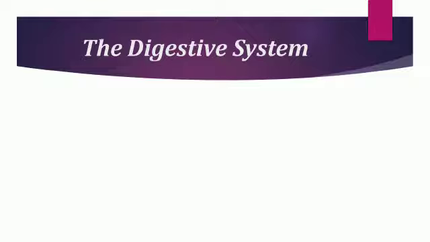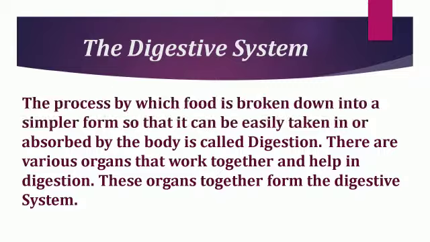Now let's start the next topic, the digestive system. The process by which food is broken down into a simpler form so that it can be easily taken in or absorbed by the body is called digestion. There are various organs that work together and help in digestion. These organs together form the digestive system.